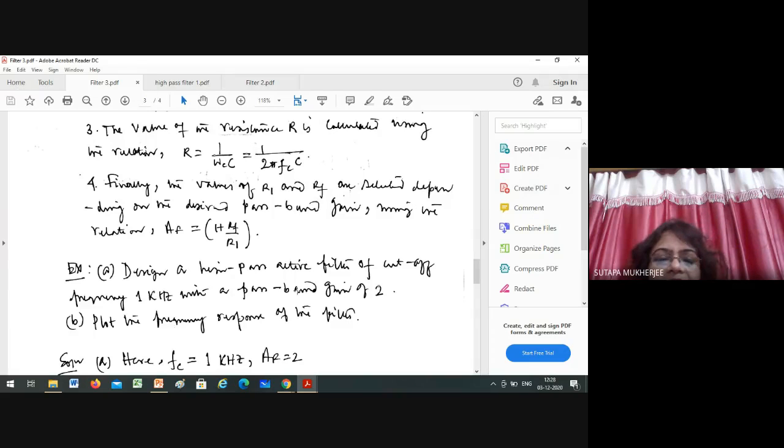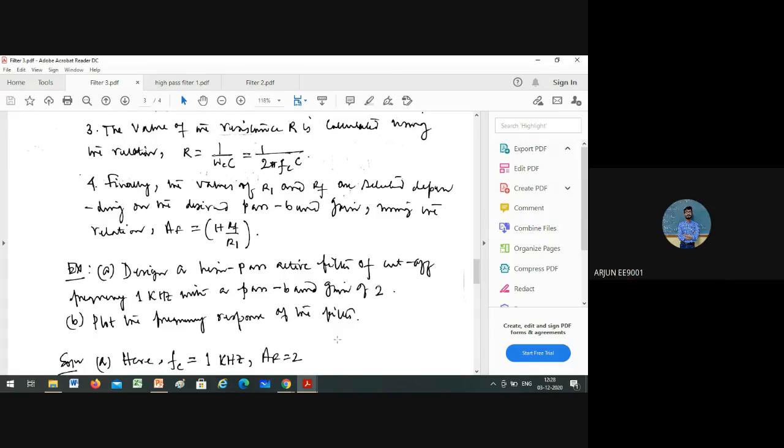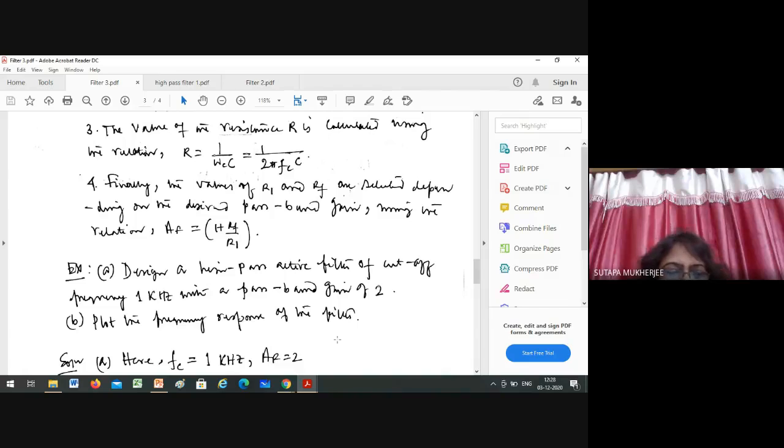Has the problem been written? Wait a minute. Design a high pass active filter of cutoff frequency 1 kHz with a pass band gain of 2. After that, plot the frequency response of the filter. Before that, you have to keep in mind what is the design of the high pass filter.